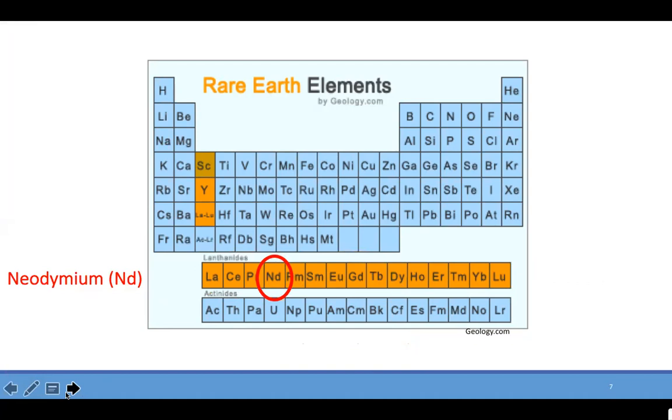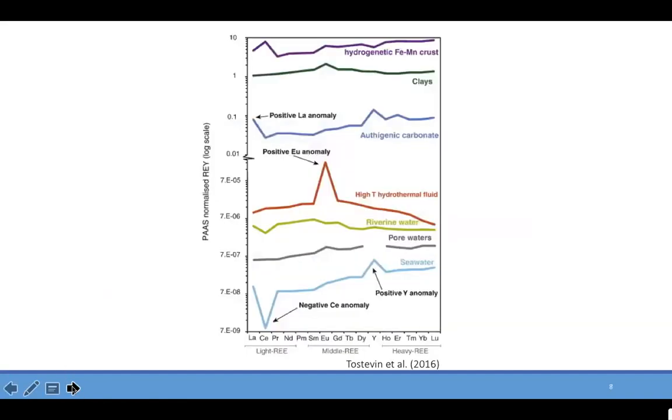The most famous, at least in paleoceanography, is neodymium, because it's well applied for isotopes. The isotopes of neodymium are well applied to trace changes in ocean circulation. And when we look at the profiles of rare earth elements, the light and heavy rare earth elements, we see that different phases express different shapes of the rare earth element profiles, which we can see here in iron-manganese crusts, clays, authigenic carbonates, and lastly seawater.